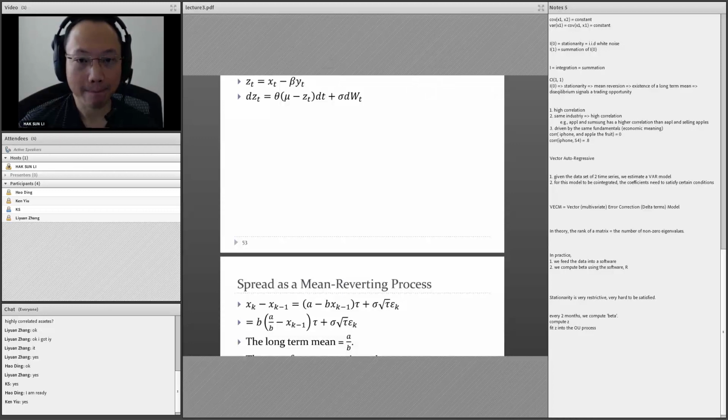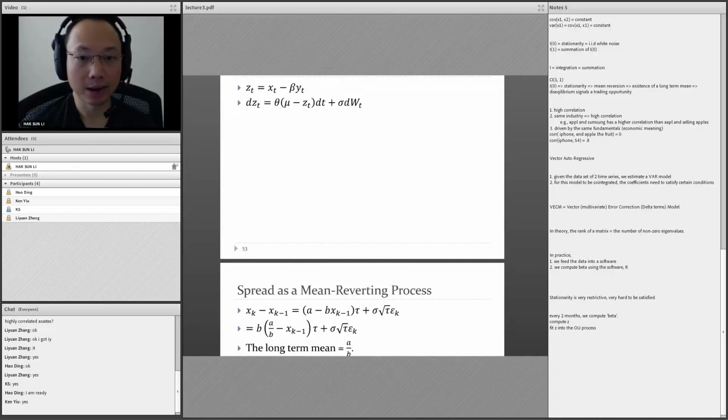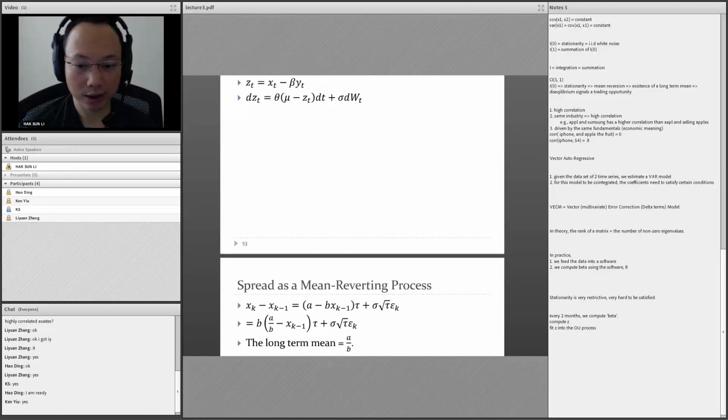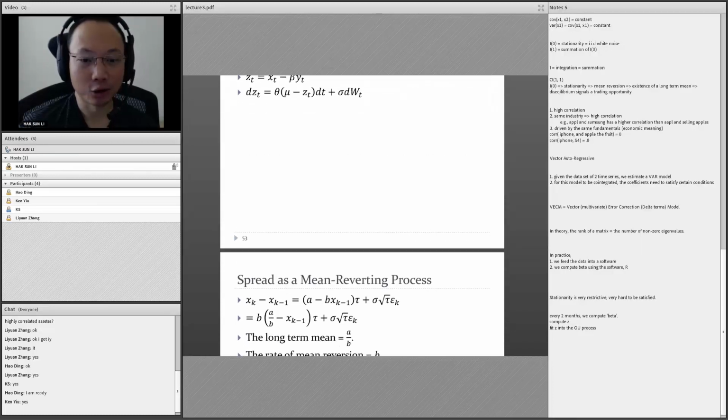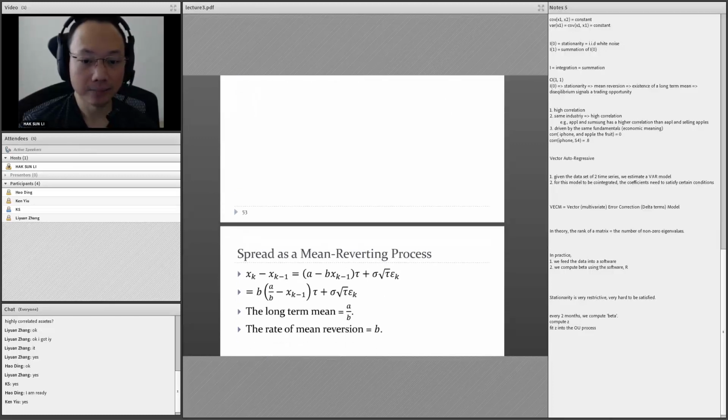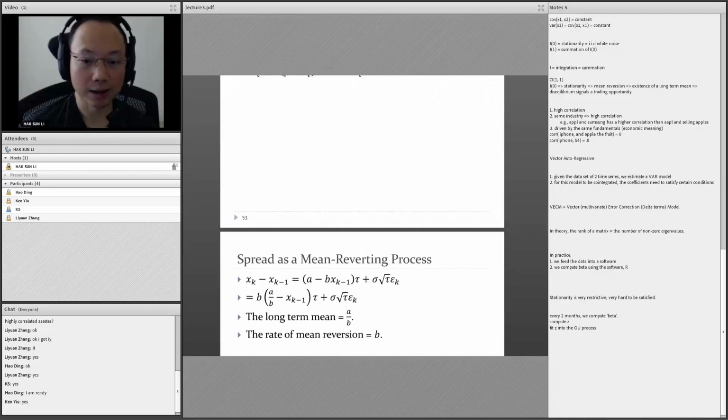And this tau here is dt. This a here is theta mu. This minus theta z is minus beta x_k. So basically b is the theta here. And this dW_t is just this dt multiplied by the random process, the white noise. So basically, this is the OU process in discretized form, and I changed some symbols, because I just copy and pasted this from papers. Sorry. Then you can do some algebra and write it in this form. So you can see that b is the theta, and the long-term mean mu in this case is a over b.